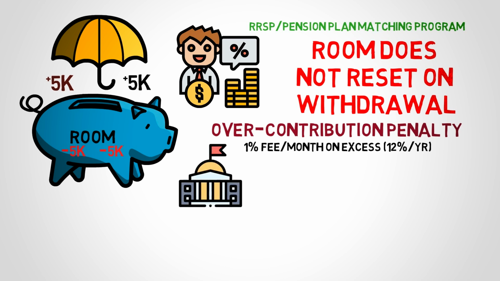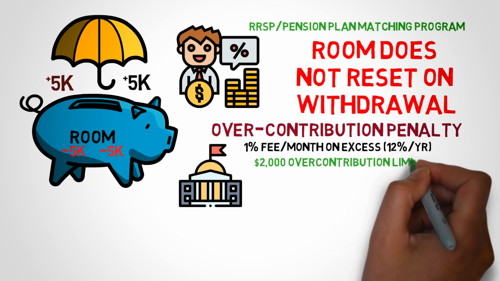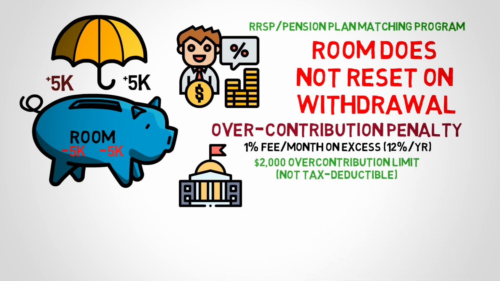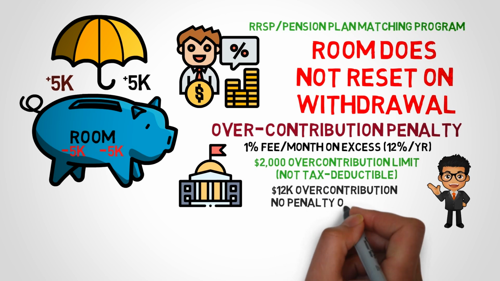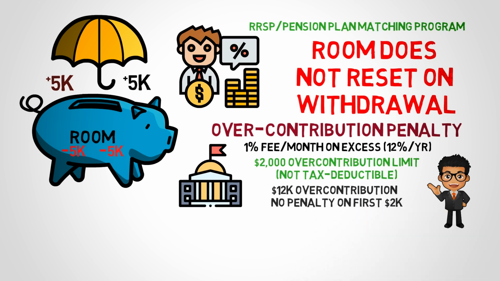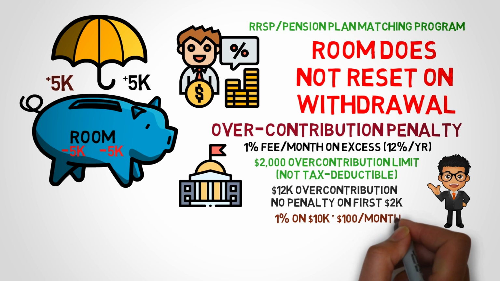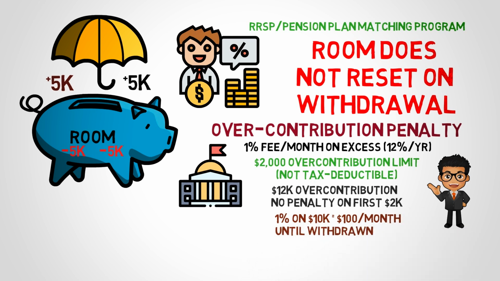Technically, the government allows you to contribute $2,000 above your contribution room before you get penalized. However, this wiggle room is meant to protect you in case you make a mistake. And note that this $2,000 amount cannot be deducted from your taxable income, so try hard not to get to that point. Let's say I didn't know the limit and I add $12,000 to my RRSP even though I was maxed out. I won't pay any penalties on the first $2,000 in excess. However, I still have another $10,000 above my limit, so I will be charged 1% or $100 every single month until I withdraw the excess amount.